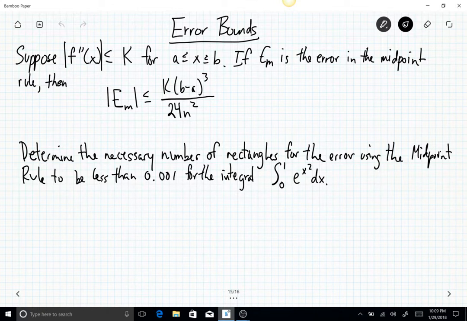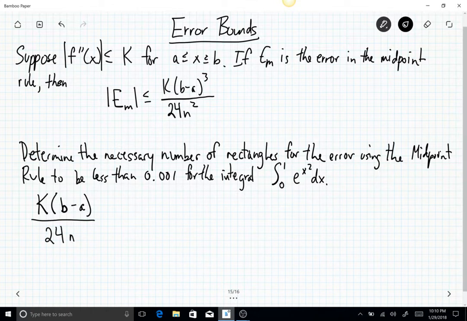And so say we wanted to find out how many rectangles we need to get within this accuracy. The way to do that is to solve for n. Now notice the error bound is always less than or equal to this value, right? So if we set this less than or equal to 0.001, then all of a sudden we have the error bounded by 0.001. Okay, so that's what we'll gun for.